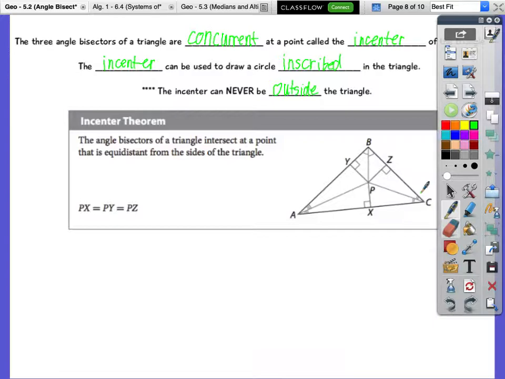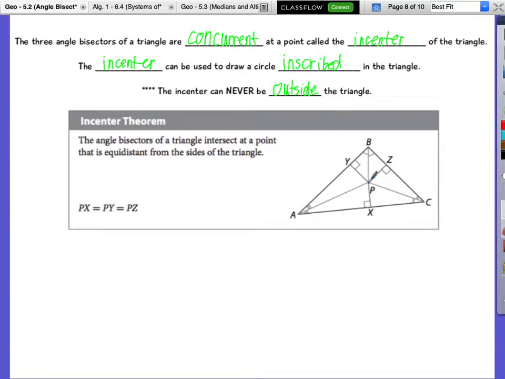We have this incenter theorem, just like we had a circumcenter theorem. The circumcenter theorem was where the circumcenter is equidistant from all vertices of a triangle. The incenter, where the three angle bisectors meet, is going to be what we call equidistant from the sides of the triangle. So this incenter, point P, where all three angle bisectors meet, is going to be equidistant to the sides of the triangle.